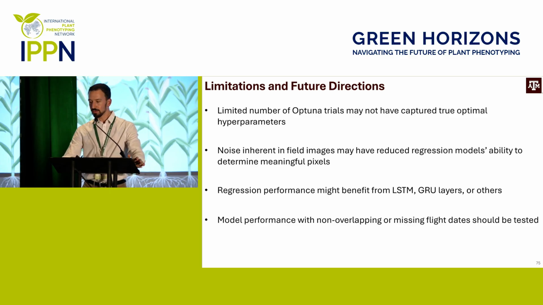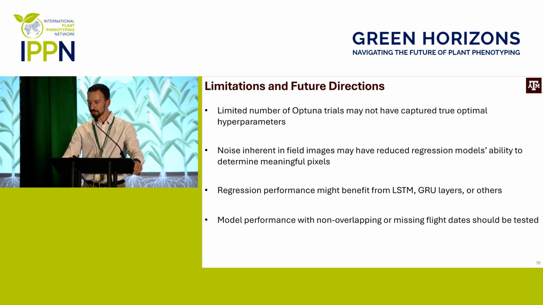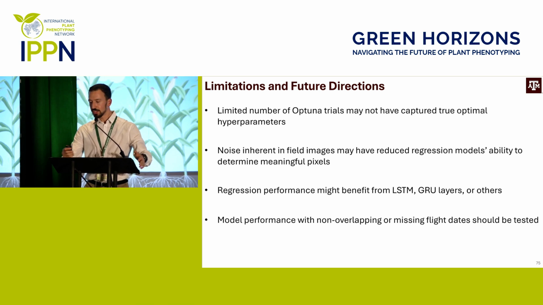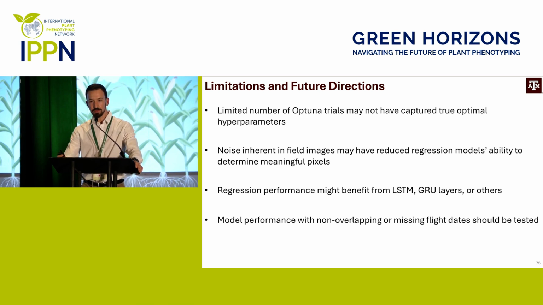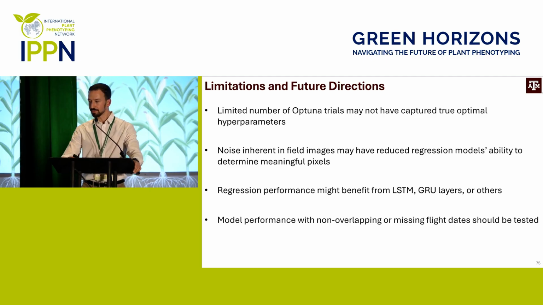And these were simple convolutional layers, and so perhaps using LSTM layers or gated recurrent units could help with more complex models. And in addition, this data set didn't have any sparsity in the sense that every plant at those 14 time points had an image, but it would be good to test this by removing a certain percentage of images at each time point to test its robustness to missing data.